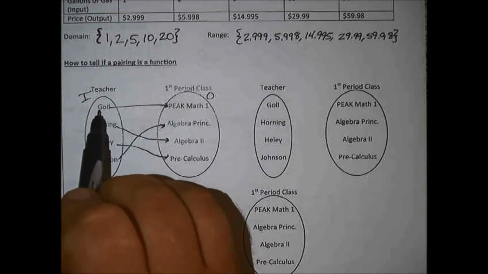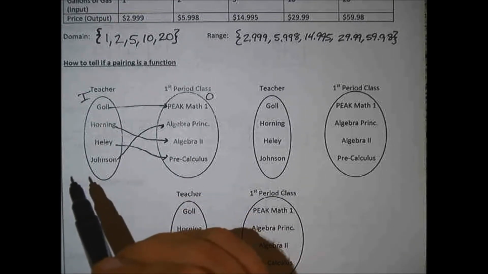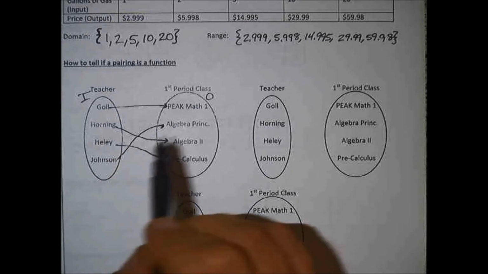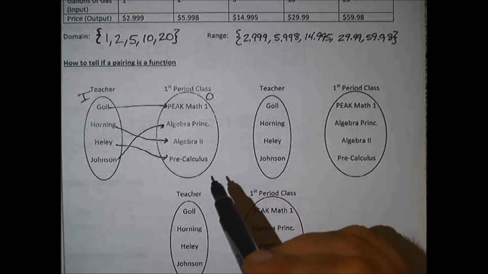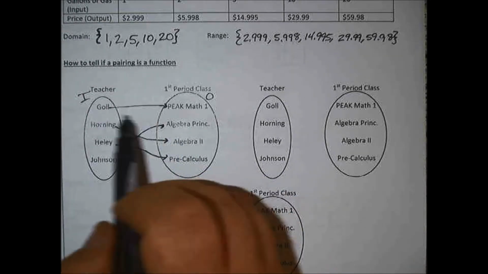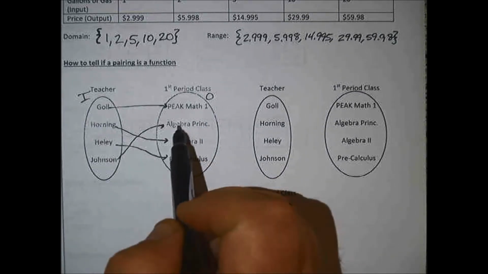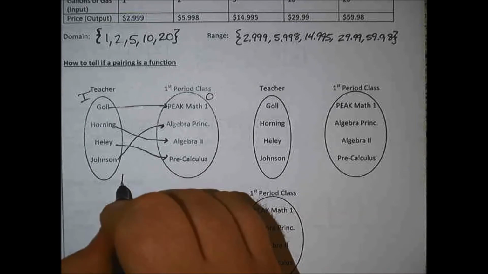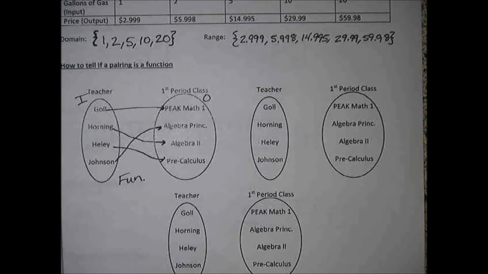It makes sense to think of it this way because I can't teach multiple classes at once. I can't teach Peak Math 1 and Algebra Principles. So no teacher can. We have to make sure that no teacher is doing that. I'm going to one of them. Horning's going to one of them. Johnson goes to one. Healy goes to one. That's a function. So it's a lot of fun. It's a function. I'm going to abbreviate that.